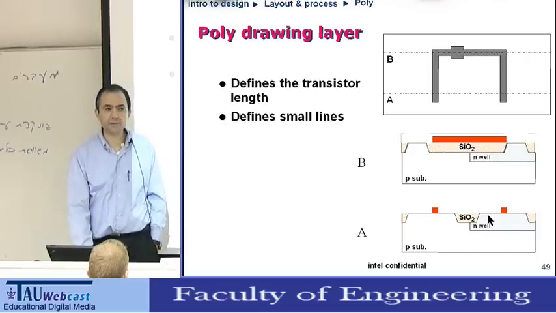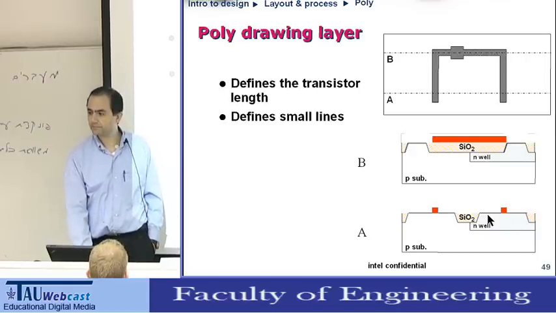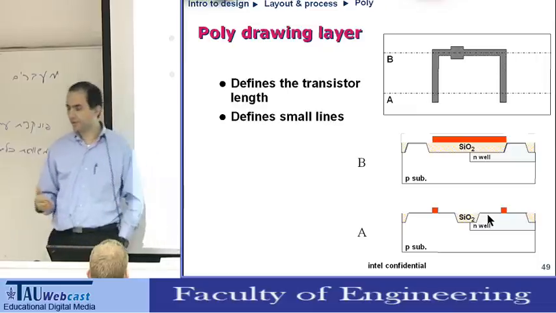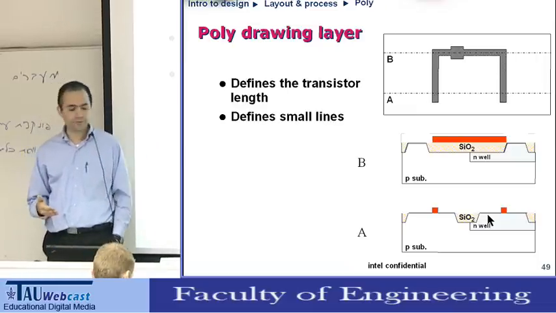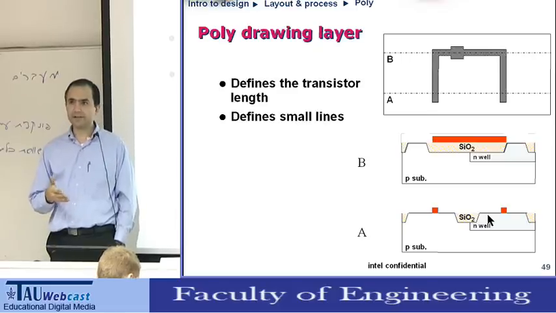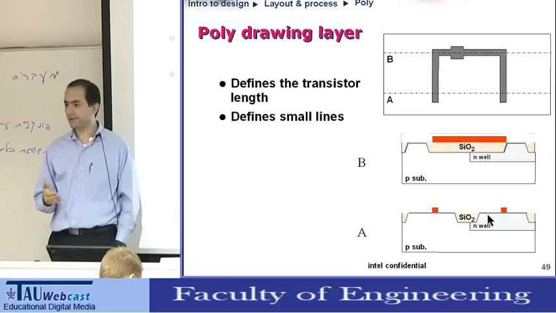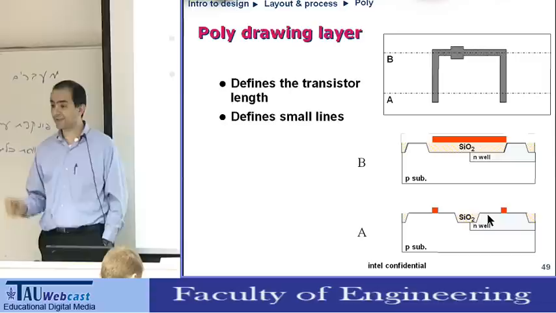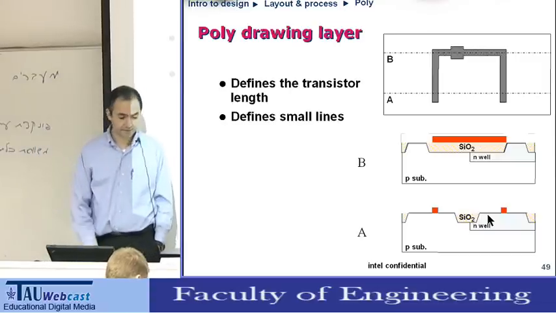Any questions about this? What's the thickness of the seam between the polygate and the... So it depends on the voltages we want to operate. Say for a 2-volt operation, it's roughly 20 angstroms, okay, which is the physical thickness.